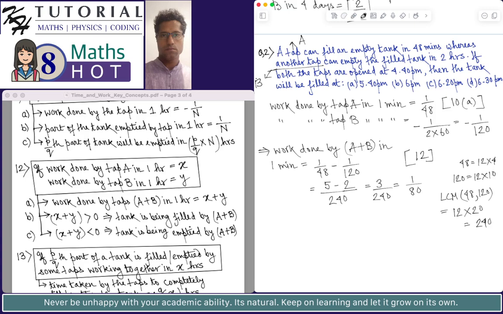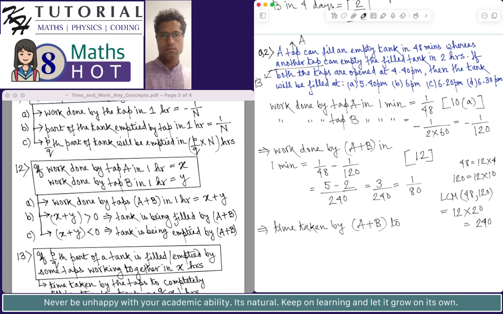Now from here we can say the time taken by A plus B, when both taps A and B are working together or both are open, to completely fill the tank. Please note that the work done in 1 minute by A plus B is positive, that is 1 by 80.